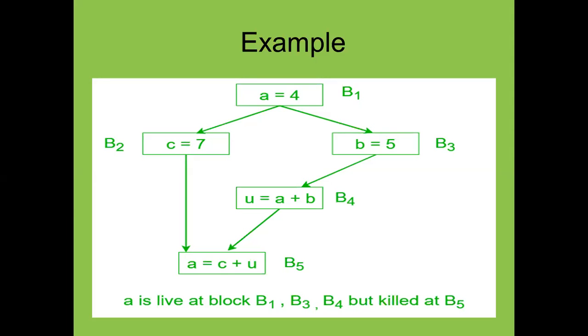Now you can see here B4 has no connection. A is equal to has no direct connection. It is coming from C plus U. Here this value is C plus U, but A is killed at B5. So why is it called killed at B5? Because this has no dependency on the direct value of A equal to 4. Here the scene is going to change. You cannot write direct A here.